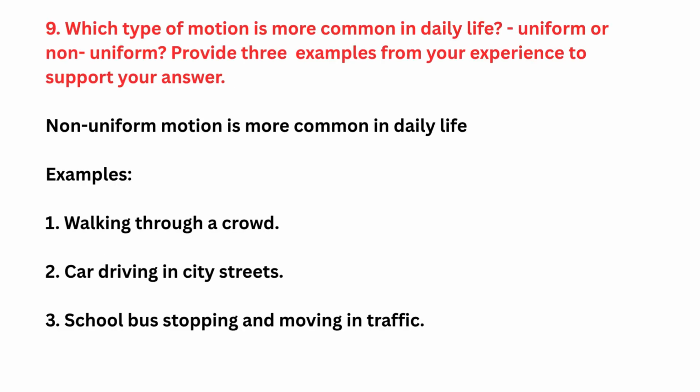Question number 9. Which type of motion is more common in daily life, uniform or non-uniform? Provide 3 examples from your experience to support your answer. Non-uniform motion is more common in daily life. Example: walking through a crowd, car driving in city streets, school bus stopping and moving in traffic.